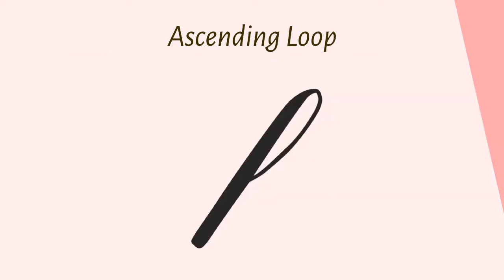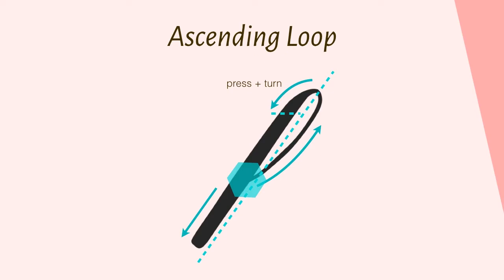The ascending loop starts at the waistline and goes up at a steep angle, curving in to form half the curve. Once you hit the top, you start pressing and turning like you did with the oval. This goes on for about maybe 1/5 of the overall stroke, and then you simply continue full pressure all the way down. Alright, so you know the drill by now.